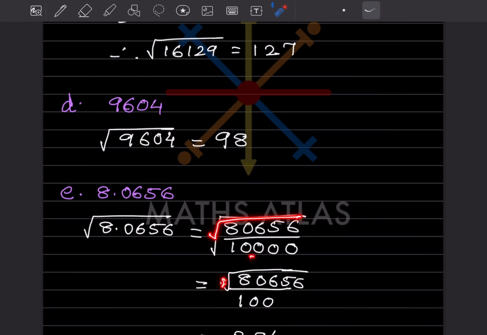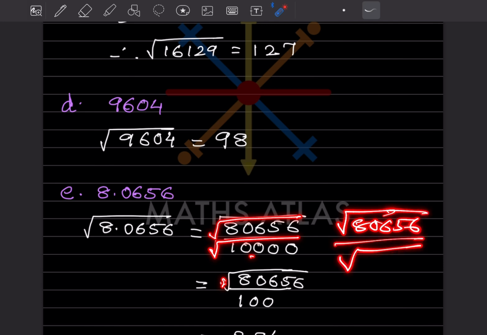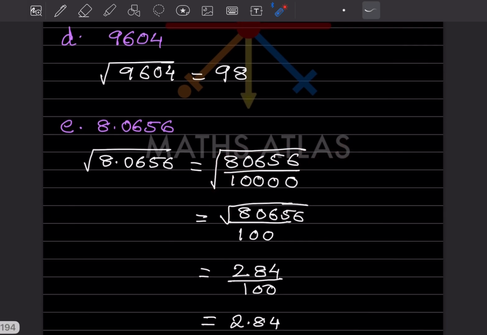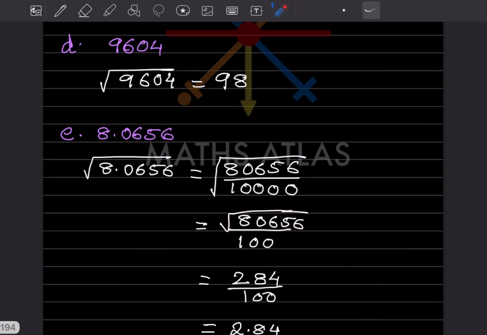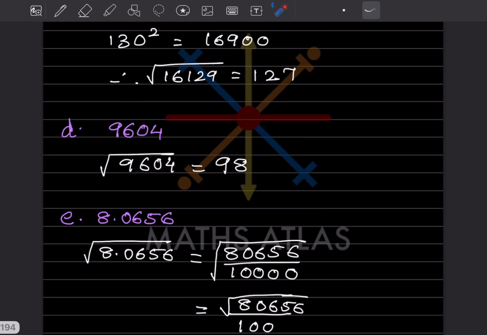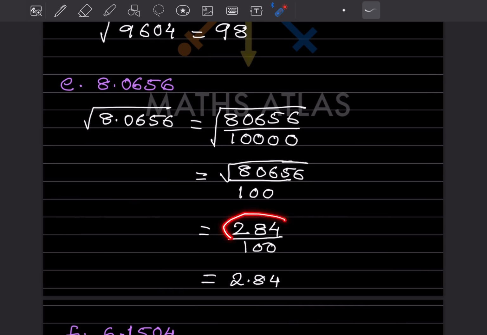If you are taking the square root of this one, you can also write one more step over here, divided by root of 10,000. Root of 10,000 is going to be 100, and this will stay as it is. Now when you do it with the long division or the method I showed, you get 284, and this 100 will be as it is. So 2 zeros means you go backwards by 2 and put a decimal, that will be 2.84.